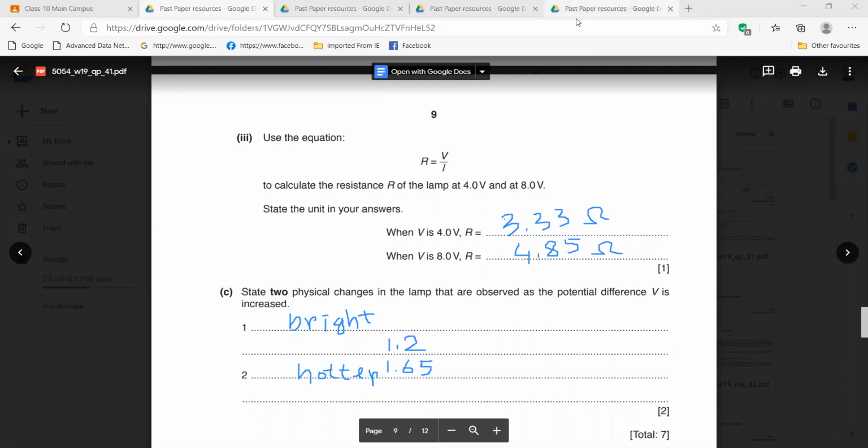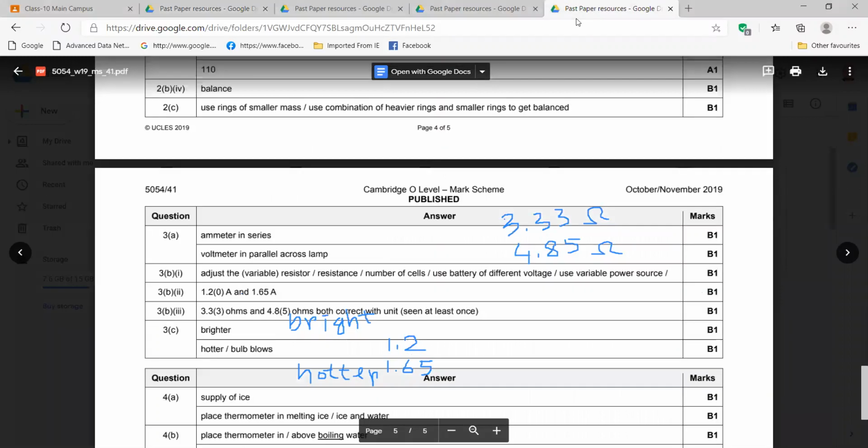Sir, tell me. I want to ask, which question paper book should we buy for physics? Again, please. Which question paper booklet should we buy for physics?